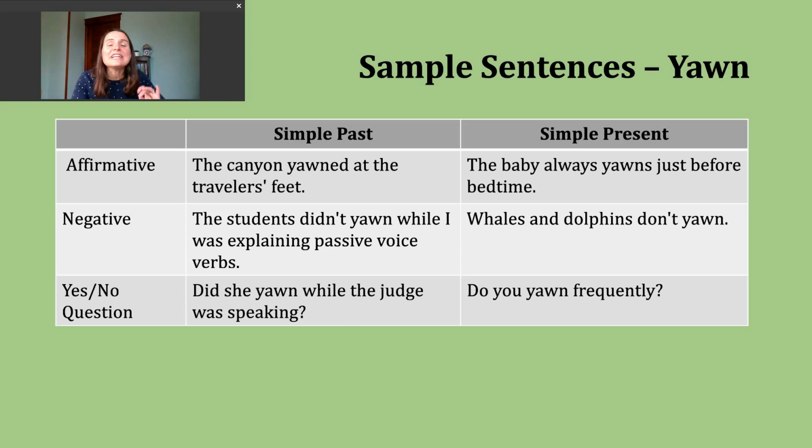So here, I do need to pay attention to my subject. In the affirmative, if my subject is I, you, we, or they, then I just use the base verb. But if my subject is he, she, or it, then I need to add an S to the end of my verb. And you can see this here. I have the example sentence, the baby always yawns just before bedtime. So here's an action that repeats again and again. And I'm talking about one baby here, right? So you can see that S on the end of my verb.